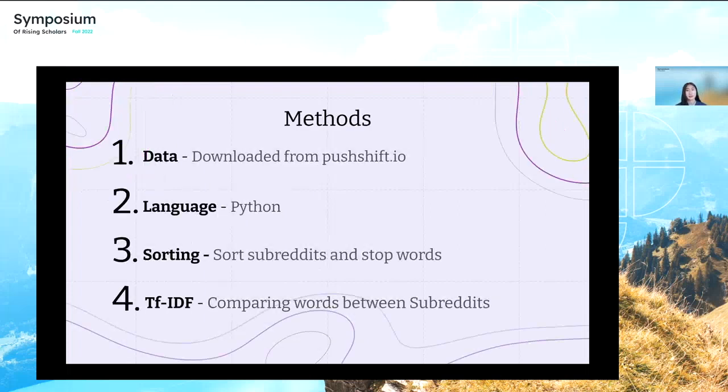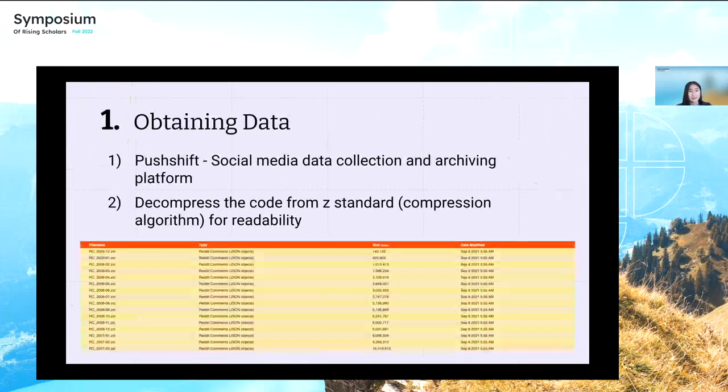So the methods that I used in my research are downloading data from pushshift.io, which was my data set. I used Python, and I sorted through the subreddits and stop words, and then I used TF-IDF, which is a natural language processing tool to compare words between subreddits. And so I'm going to elaborate on all of that right now.